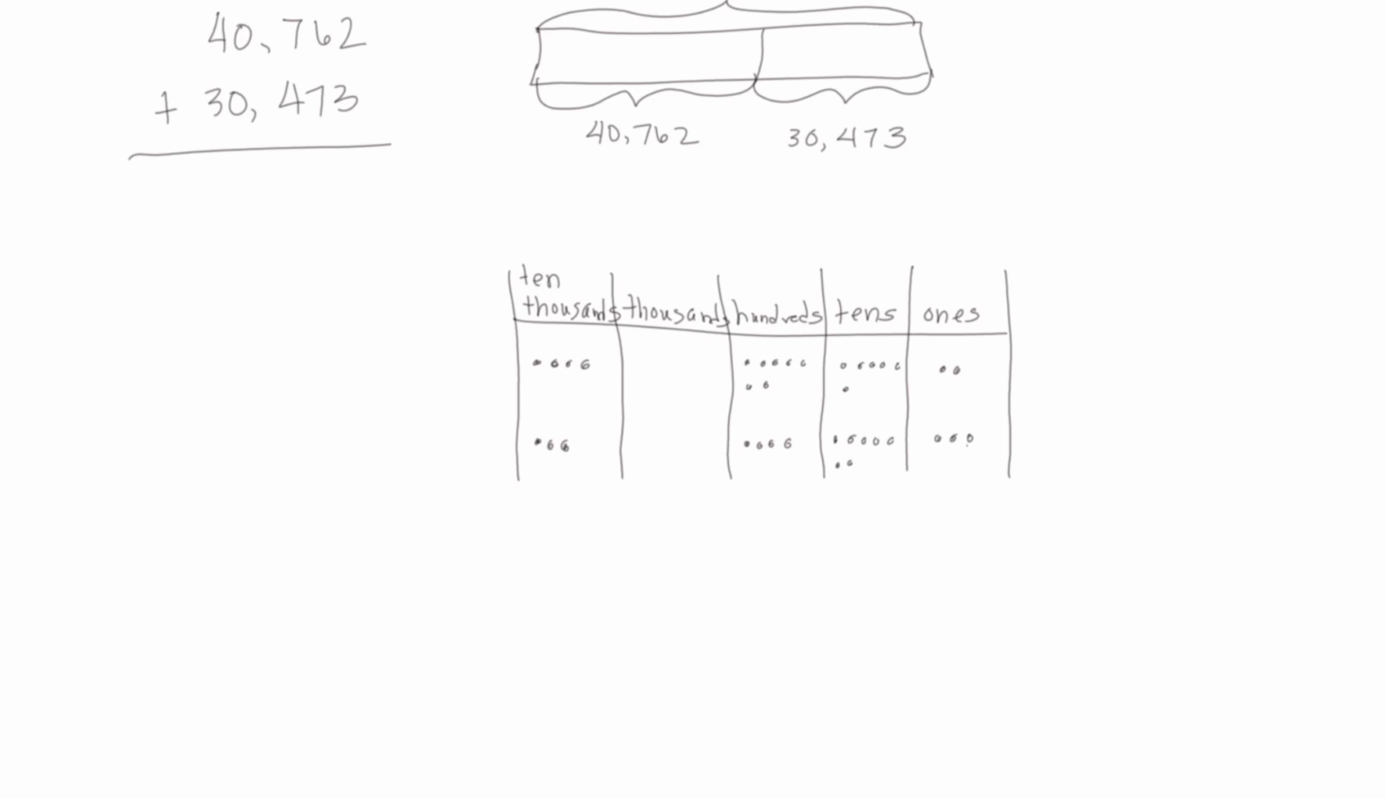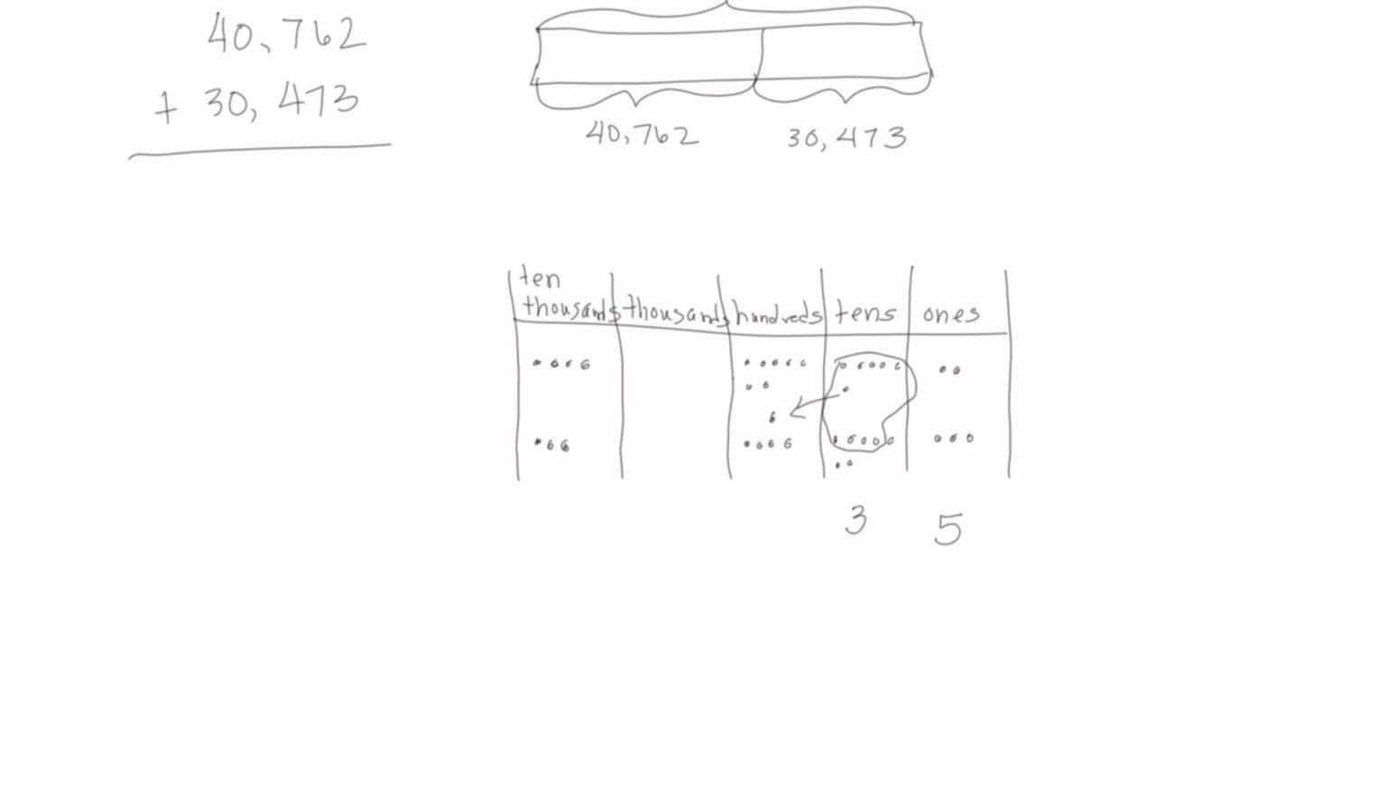And again, I'm going to start combining now. So 2 ones plus 3 ones is 5 ones, not enough to exchange. Here I have 6 tens plus 7 tens, that's 13, so I can exchange 10 tens for 100, and I have 3 tens left.